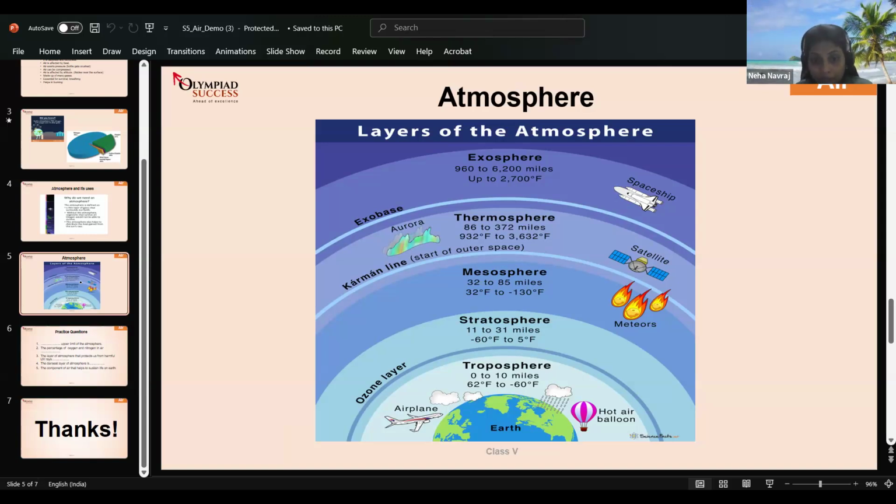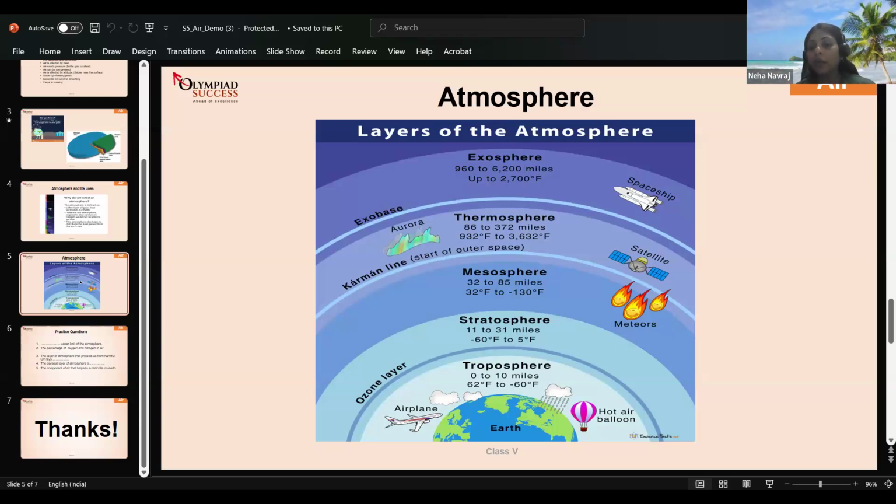Now you can see that there is a layer known as the ozone layer, the one I talked about earlier. This is the layer which is protecting you from the ultraviolet rays. As you go beyond that, you will find the stratosphere. The troposphere is the densest part of the atmosphere. That means it is highly dense. It is highly compressed.